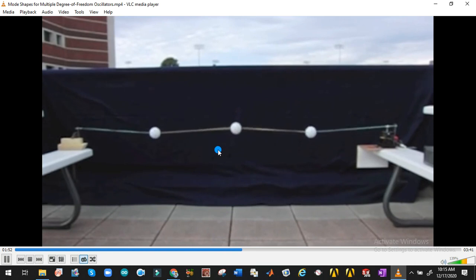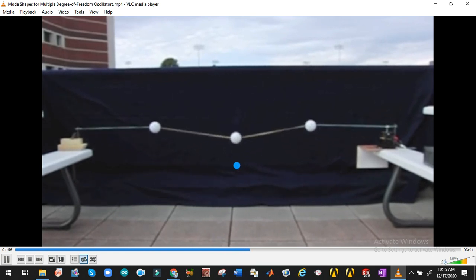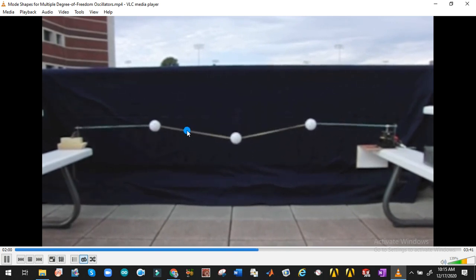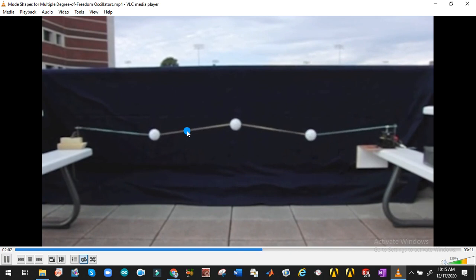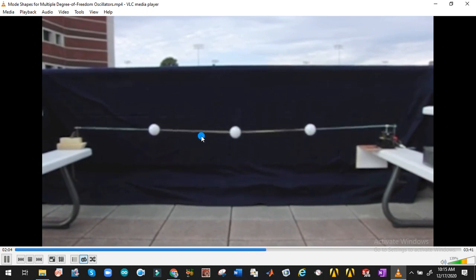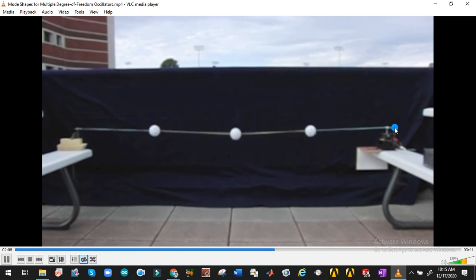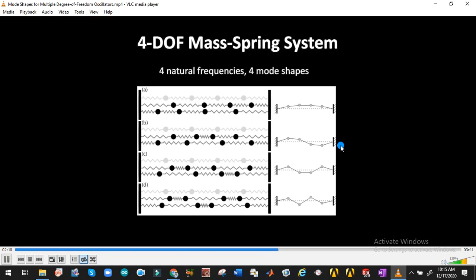In the third natural mode shape for the 3 degree of freedom system, all three masses alternate in direction or phase. The two outside masses move together, and the inside middle mass moves in the opposite direction compared to the outer two. The first node, second node, third node is here, and fourth node is here, and three antinodes. Hopefully by now you'd be able to guess that a 4 degree of freedom system would have 4 natural frequencies.